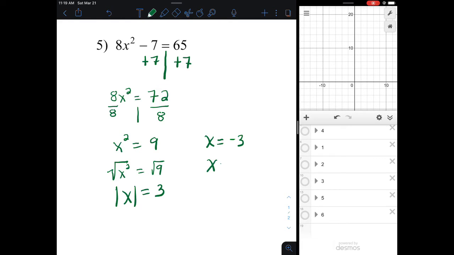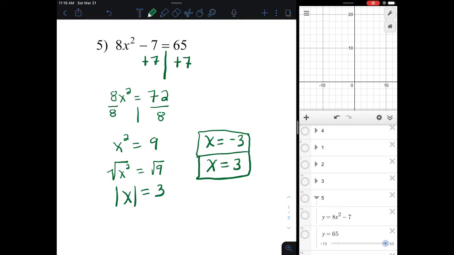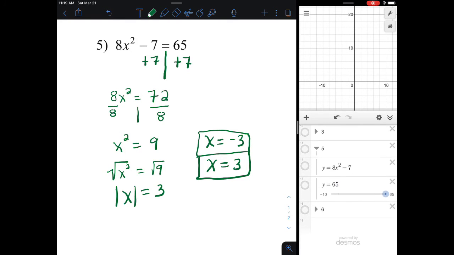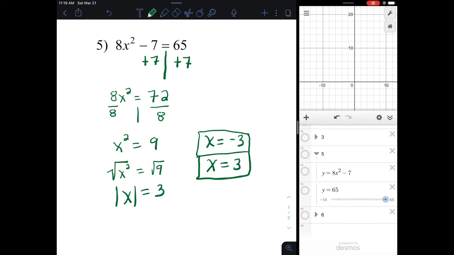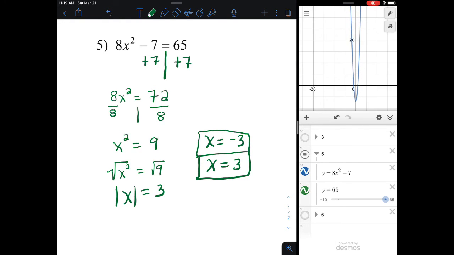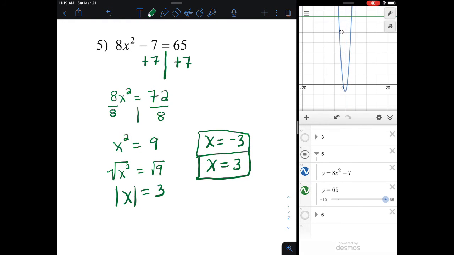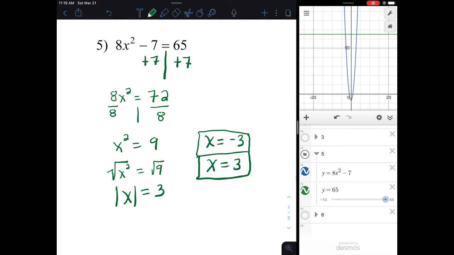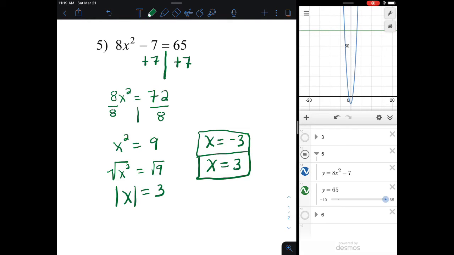All right, we'll look at this one too graphically on Desmos, and we should see that if we graph the two expressions, so y equals 8x squared minus 7 and y equals 65. And I'm going to have to zoom a little bit here. All right, and I can see that they indeed intersect each other. Once at -3 and once at positive 3.